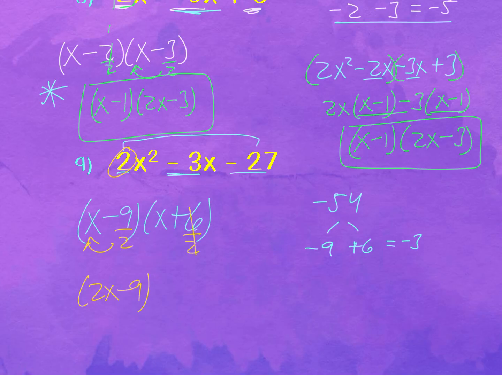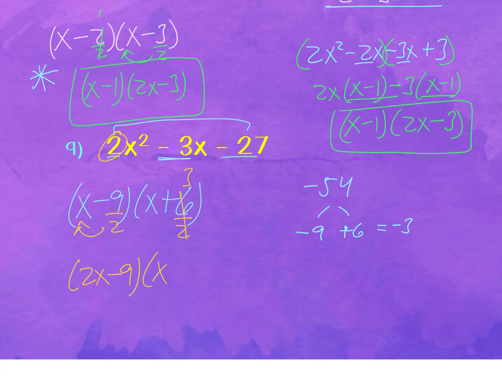6 over 2 does simplify. That would become a 3. All right, so x plus 3. And that's all we got to do. If you did it by grouping, you would have gotten the exact same answer.